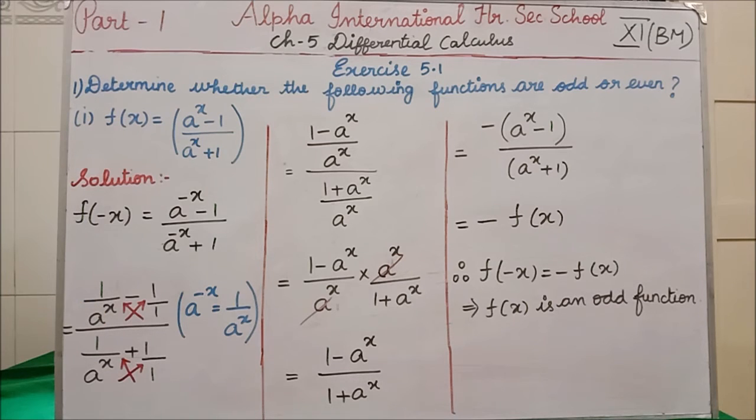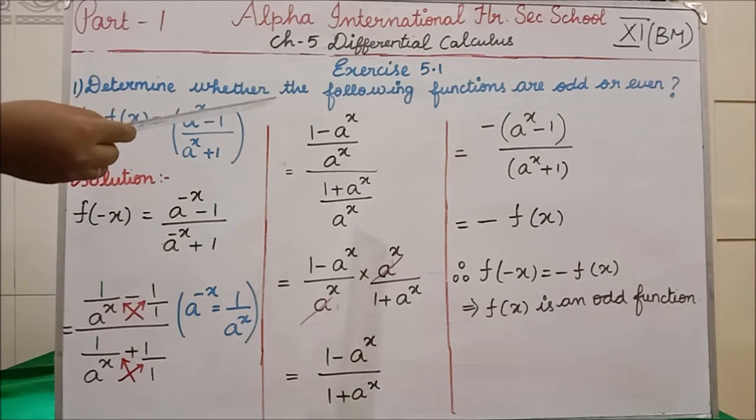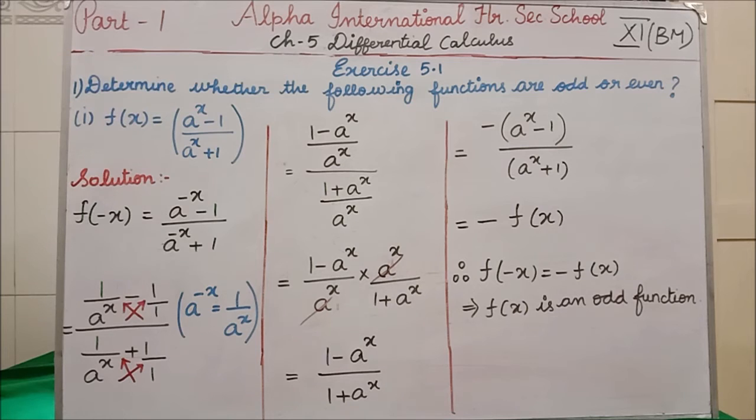In the next step I am doing the cross multiplication. 1 into 1 is 1. A power x minus 1 is a power x, with minus 1 in between. So in cross multiplication, we have to go from right to left, left to right, and you have to multiply the denominator part. So a power x into 1 is a power x. Similarly, we are going to do the denominator also.